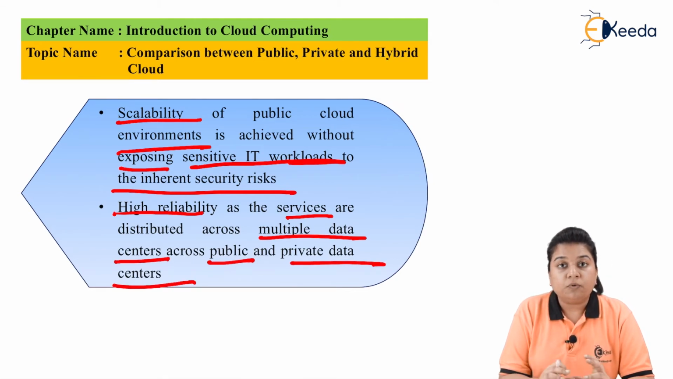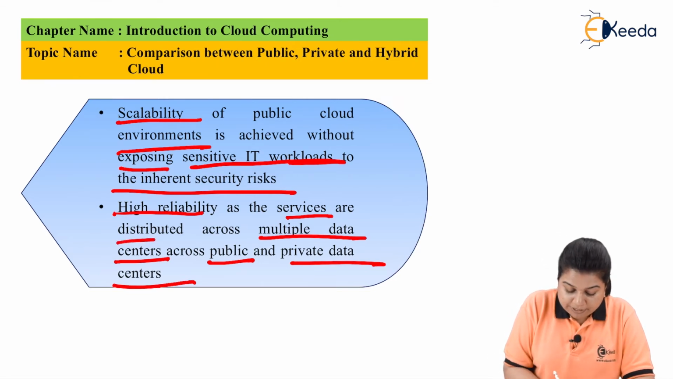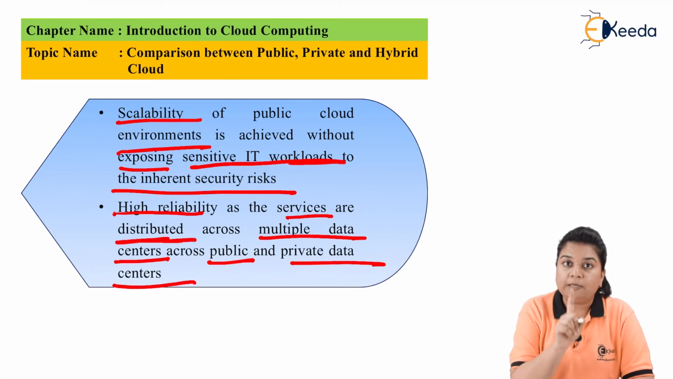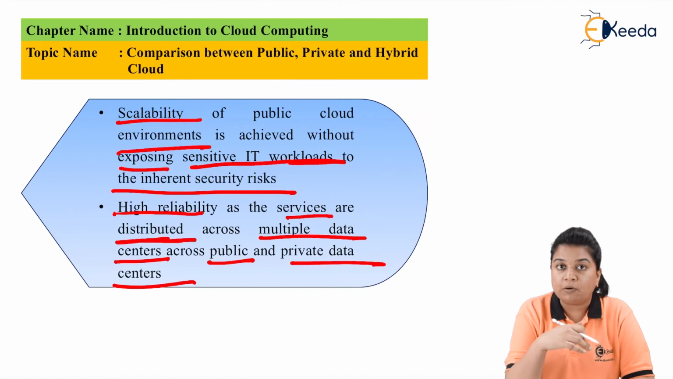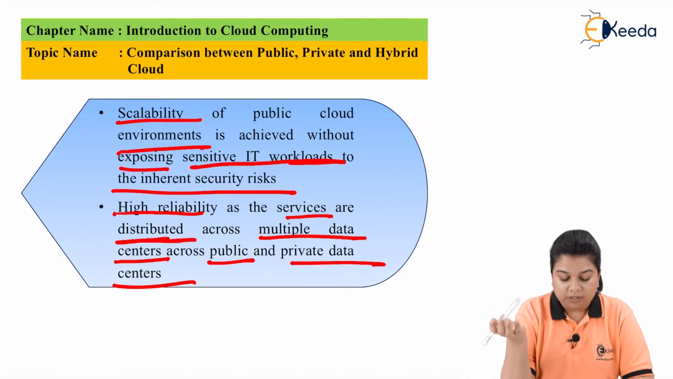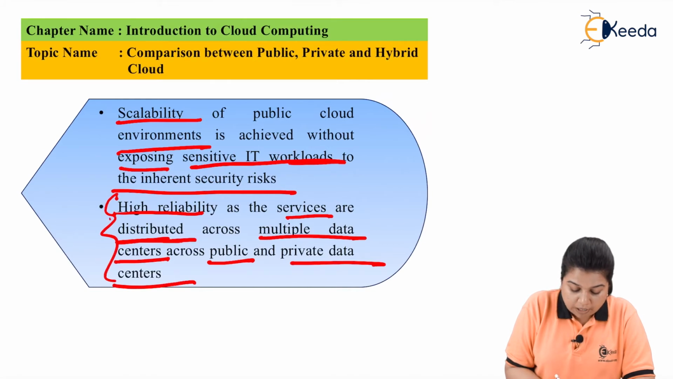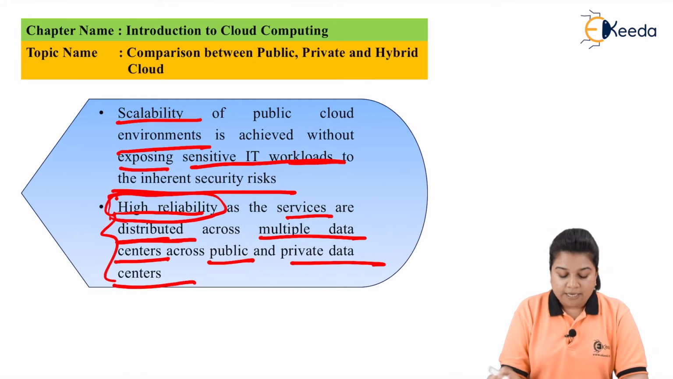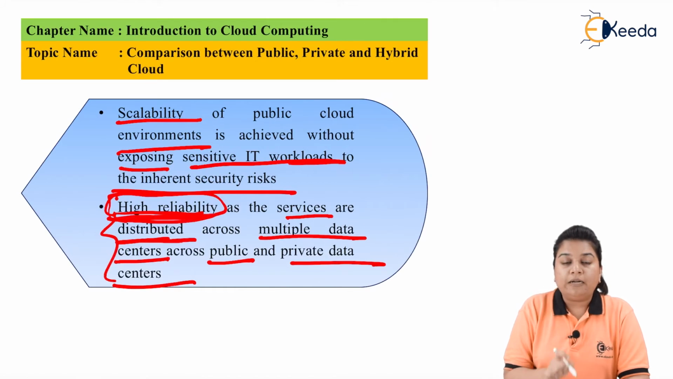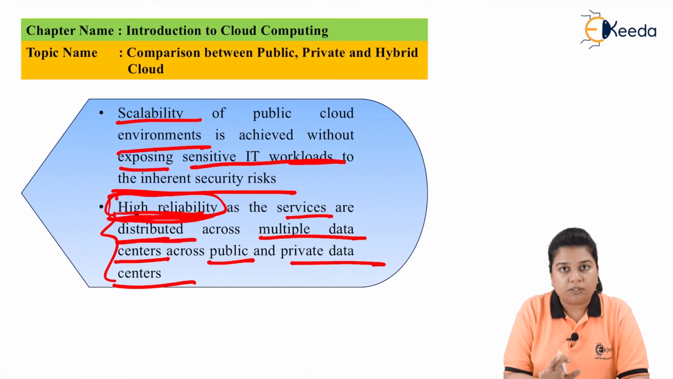Why high reliability? Because the person doesn't know where the data is, because it is being distributed among various data centers, and also amongst the public and the private cloud. Since it is a combination of public and private cloud, you have a mixture of both the public data centers and the private cloud data centers. So here it is mentioned that the services are distributed across multiple data centers. Now, multiple data centers of public cloud as well as multiple data centers of private cloud. Thus, our data will be secure and we are highly reliable. Or you can say hybrid clouds are highly reliable so that our data is never lost.